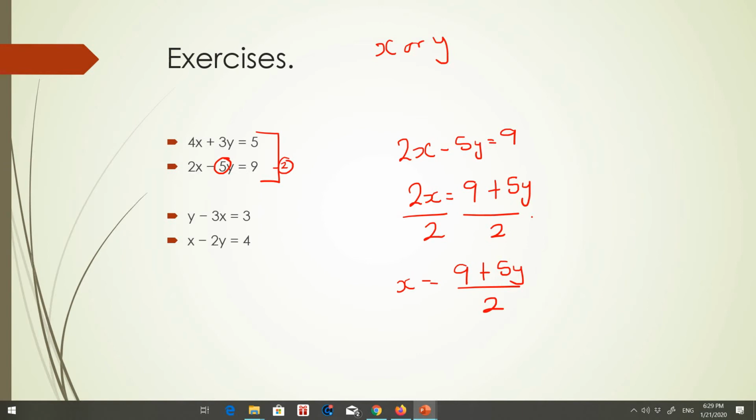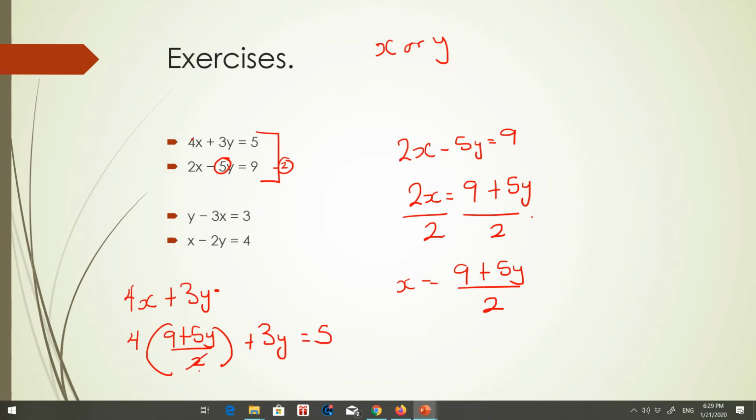So let's not get confused. It's always best to write your answers down so that you don't forget. 9 plus 5y over 2. Now let's replace it with the value for x in equation 1. Equation 1 is 4x plus 3y. So we have 4 times, what's the value of x? 9 plus 5y over 2, plus 3y equals 5.